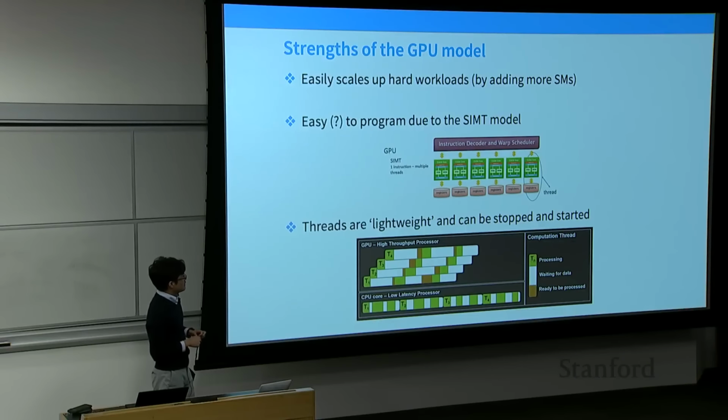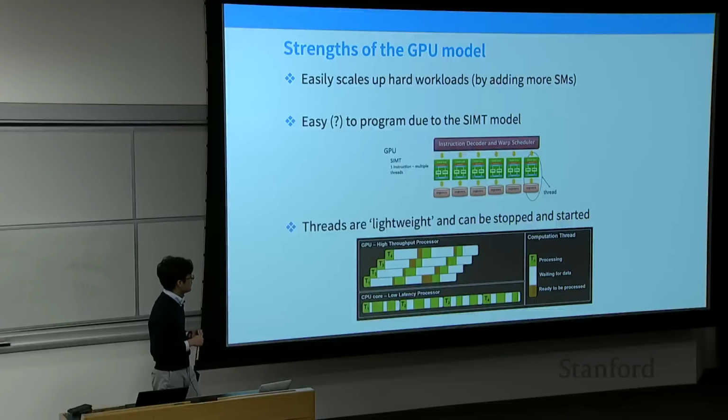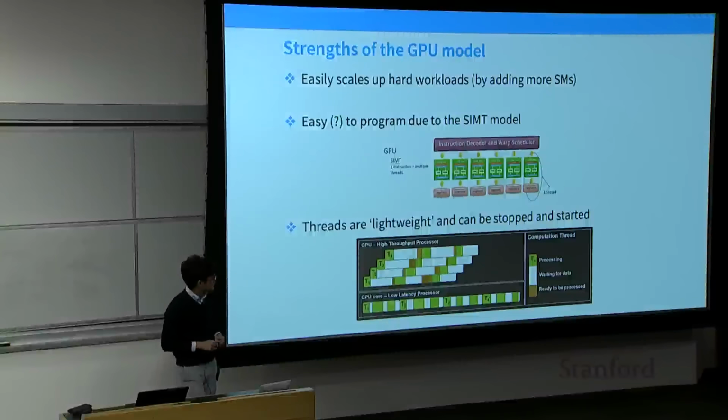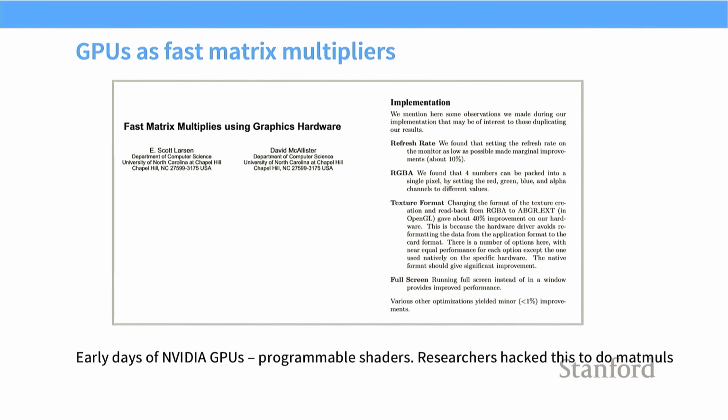Finally, each of these threads is very lightweight, and they can be stopped and started at any time. And so if you need to wait for another thread, or if you need to evict something and start another process, all these threads are very lightweight. This just means that there's not much state associated with the threads, and they can be stopped and started, which allows GPUs to get high utilization within each SM.